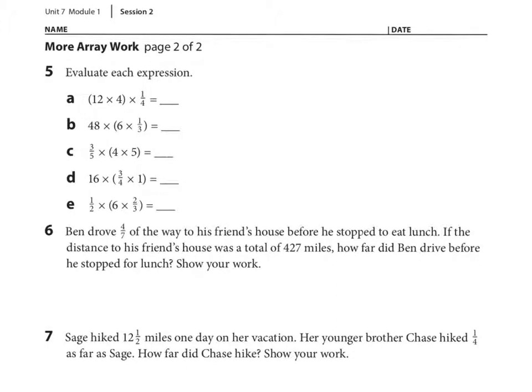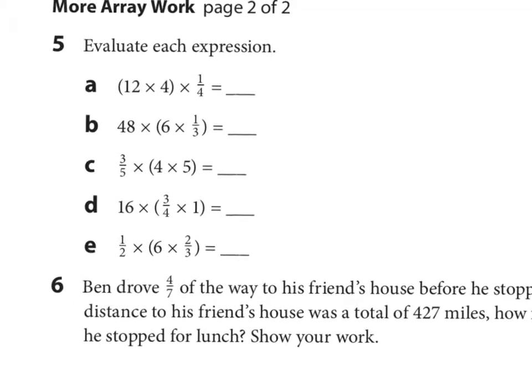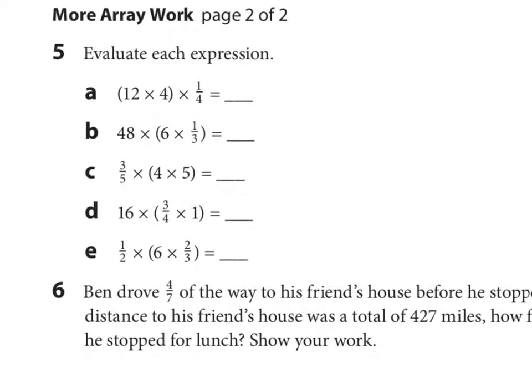Looking at number 5, I'm going to evaluate each expression. 12 times 4 times 1/4. So the trick here with these is you're thinking about the order that you're going to work on this. I am going to do 4 times 1/4 because I know that's 1 whole. 4 times 1/4 makes 1 whole, and therefore 1 whole times 12 is 12. That's correct. Looking at B, 48 times 6 times 1/3.